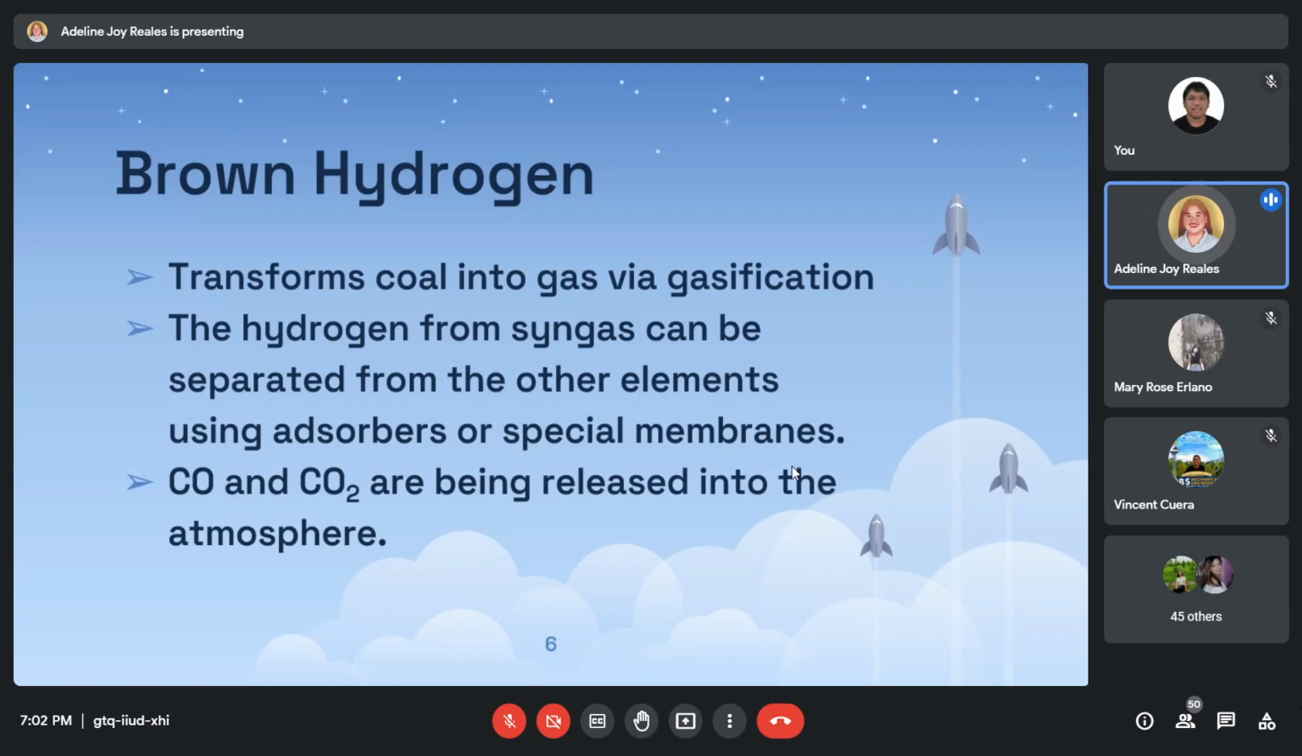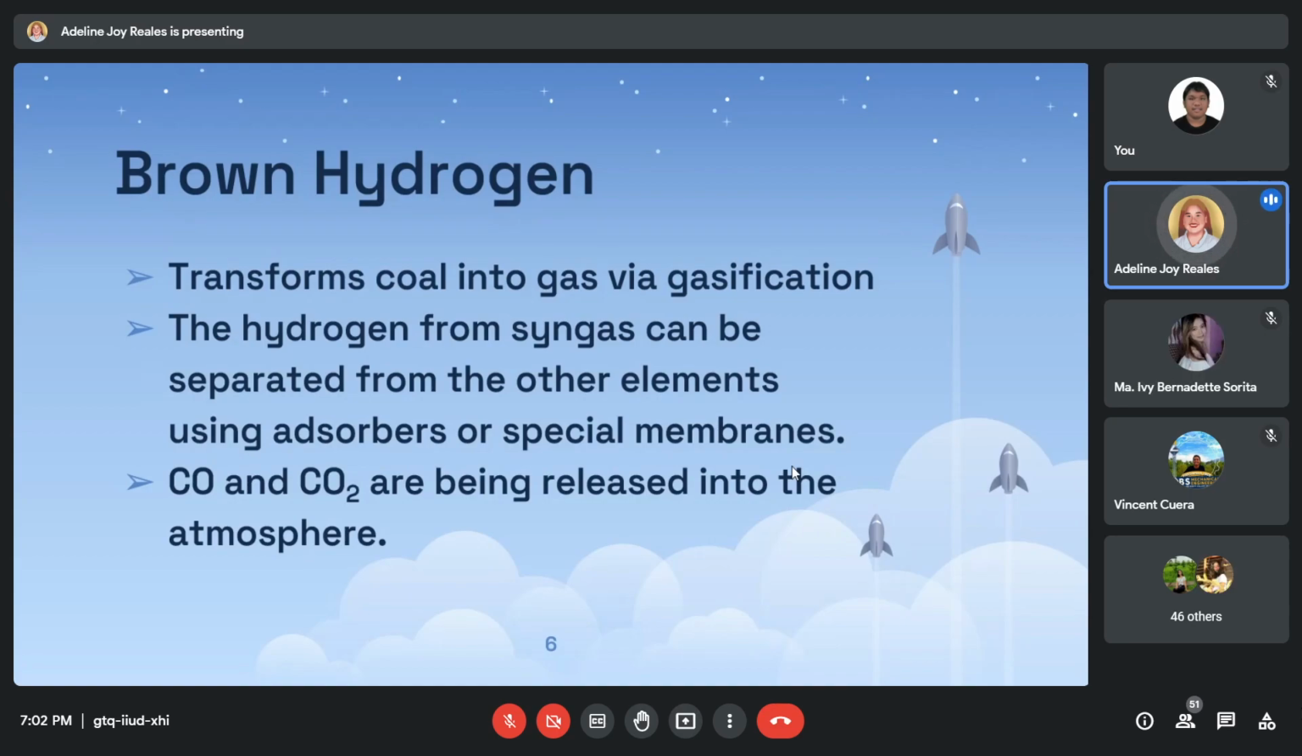Like what Vincent has said, gasification uses a tiny amount of oxygen which is then combined with steam and cooked under intense pressure. It is different from combustion as combustion only uses oxidation reactions to convert solid fuel to gas, whereas gasification, the one that is being used to produce brown hydrogen, converts solid to gas via oxidation-reduction or redox reactions. The gas generated via coal gasification is called syngas, short for synthetic gas.